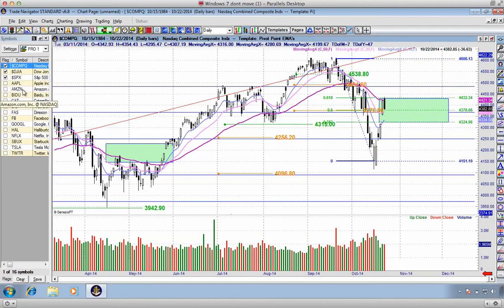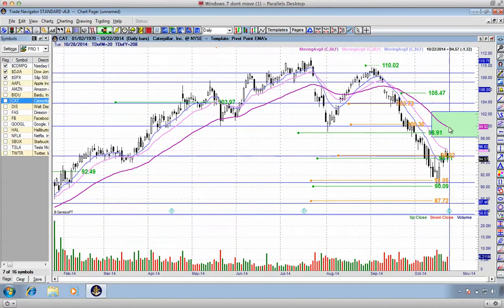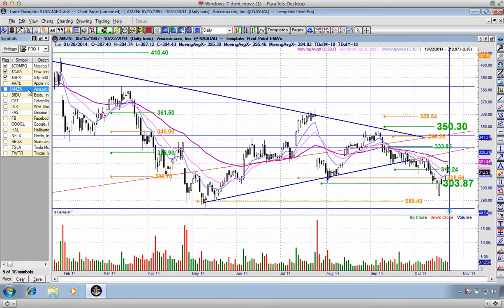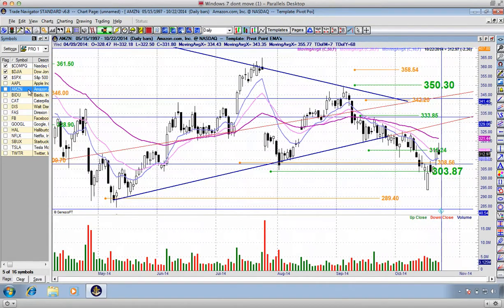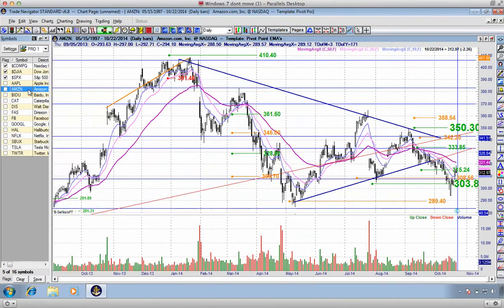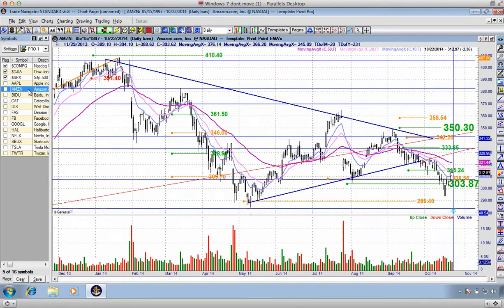What makes this very, very interesting also is that Caterpillar is reporting earnings. So please stay tuned to that particular stock. I'll give you an update on that once earnings is released. The same is true for Amazon. Again, there's a lot of speculation as to what Amazon is going to do. A lot of people out there on social media are saying it's very, very bullish.